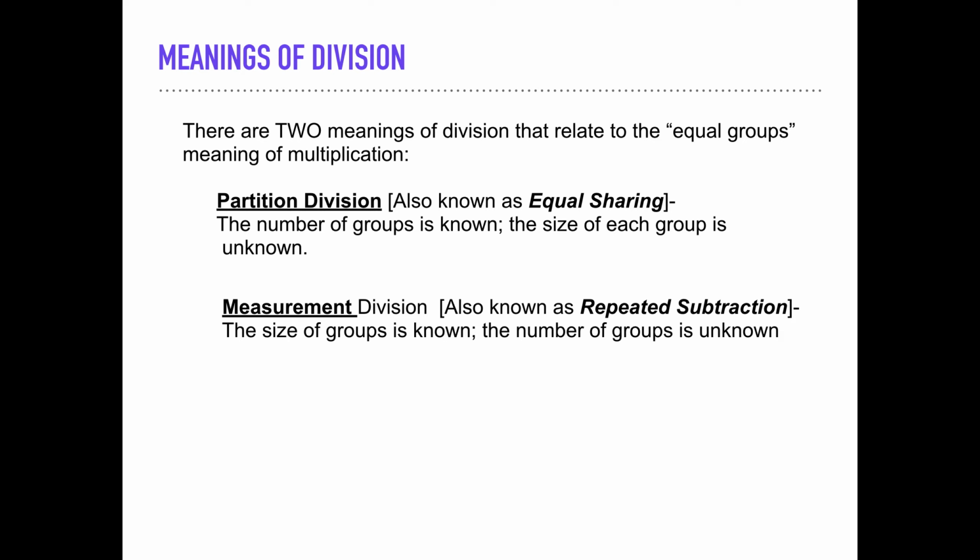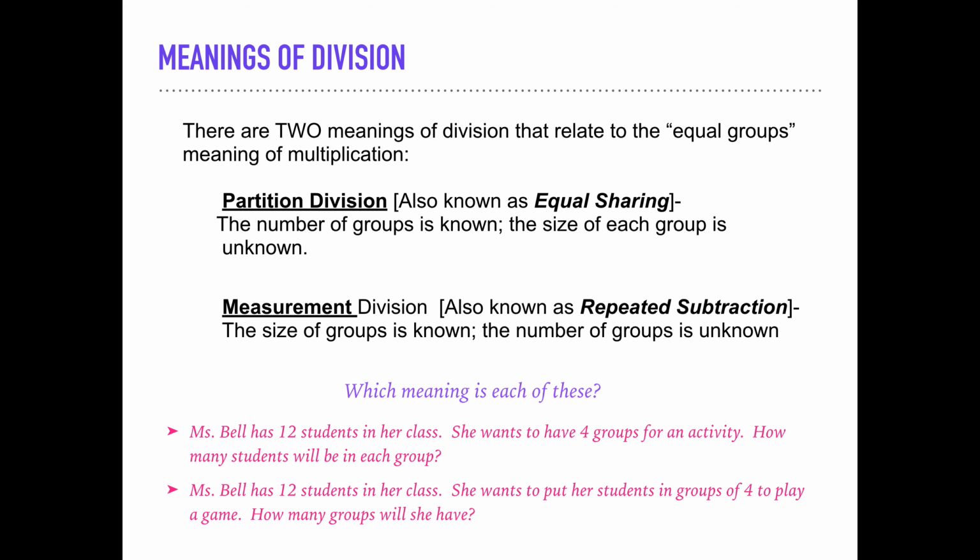The second one is measurement division, also known as repeated subtraction. This was the second one you did. You knew there were 12 things. You knew that you were making groups of 4, but you didn't know how many groups. So in this one, you took 4 out, and then took 4 out again, and then you were left with that last 4. And it's called repeated subtraction because you're just removing 4 and 4 and 4 until you have none left. These are the 2 types of division structures that we learn.